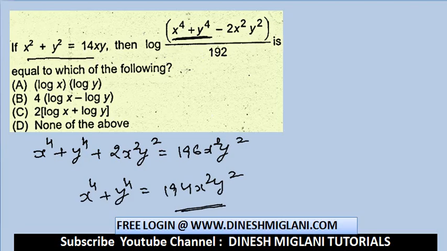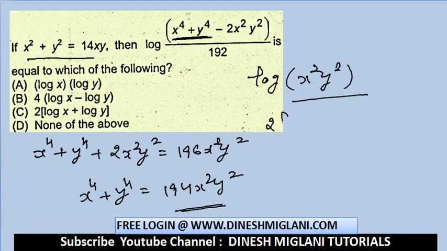192 is cancelled out. So finally you are being left with log of x square y square. Right. Now 2 would be outside. So this is twice of log xy. And log xy is taken as log x plus log y. Hence I can say C is my answer. So that becomes your answer, twice of log x plus log y.